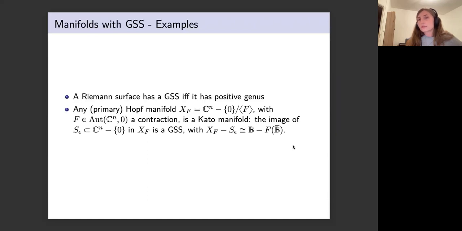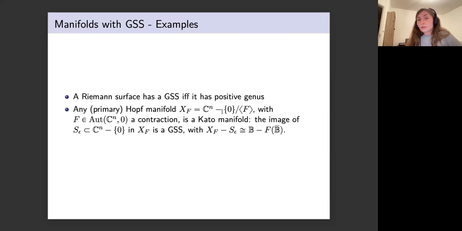Another first easy example, though still not so easy, is given by the Hopf manifolds. You should think of Hopf manifolds as generalizing elliptic curves. These are quotients of Cn minus 0 by a group generated by a contraction of Cn fixing 0.